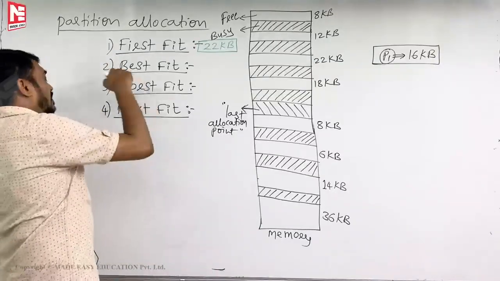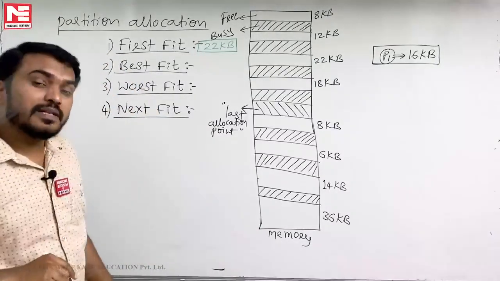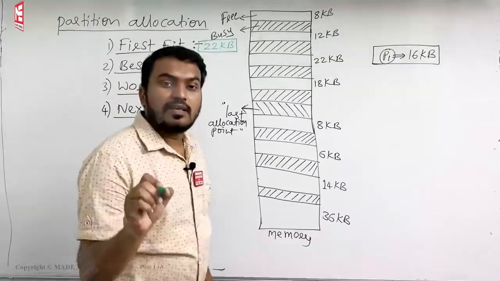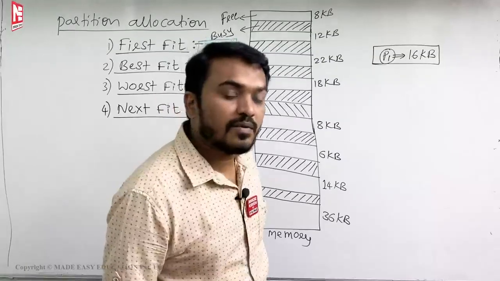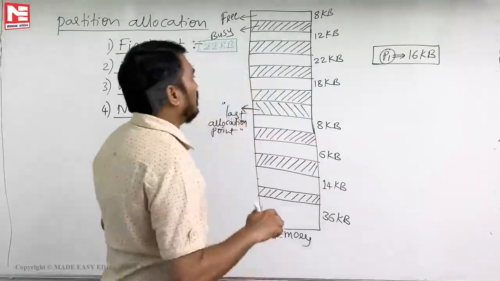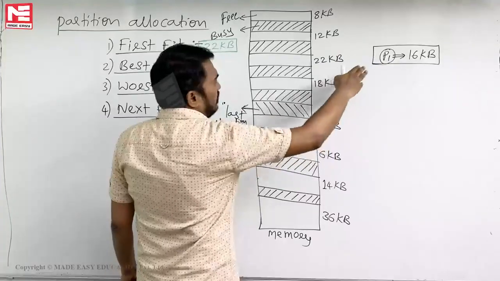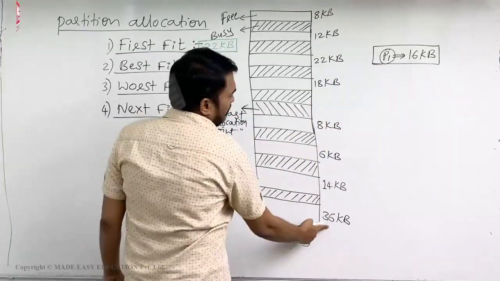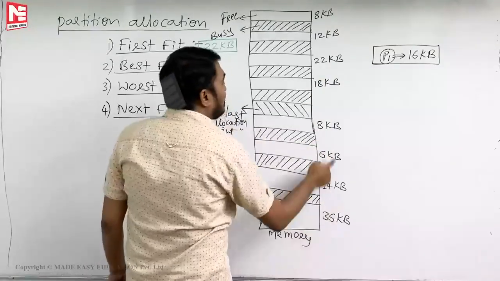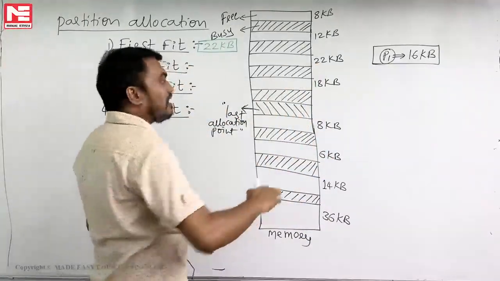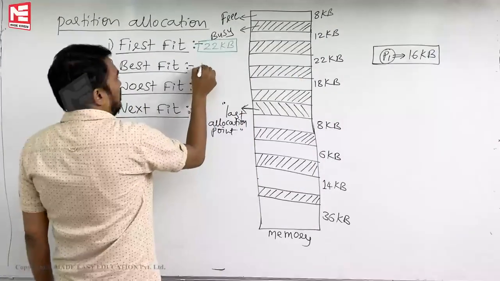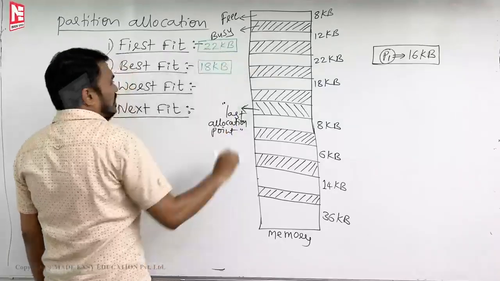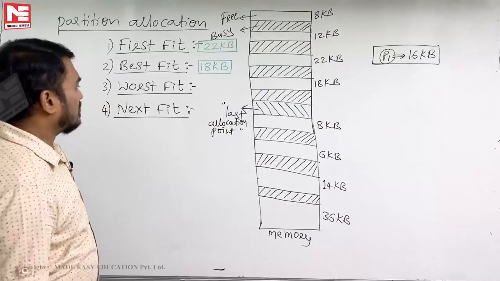Now tell me, if I use the best fit, which partition will you place it in? Best fit means what? Smallest sufficient partition. It should be smallest, and it should be sufficient. Which ones are sufficient for 16 KB? This one, this one, this one are sufficient. Among all these, which is smallest and sufficient? 18 KB. So you accommodate it in the 18 KB partition.